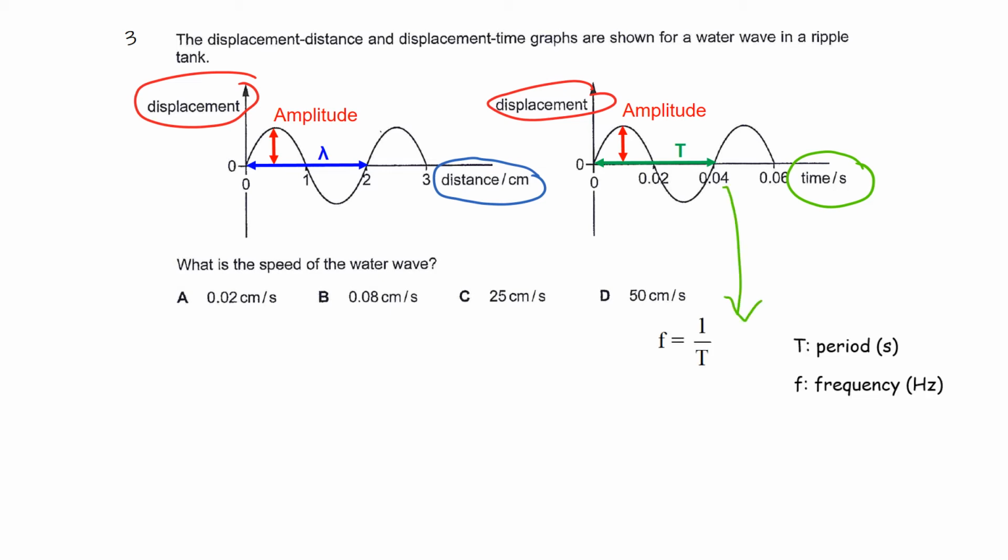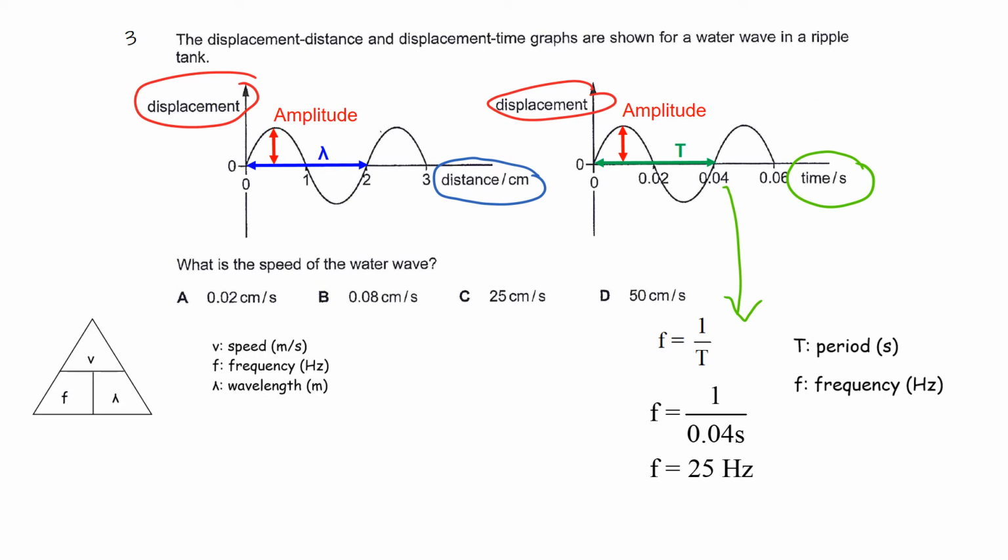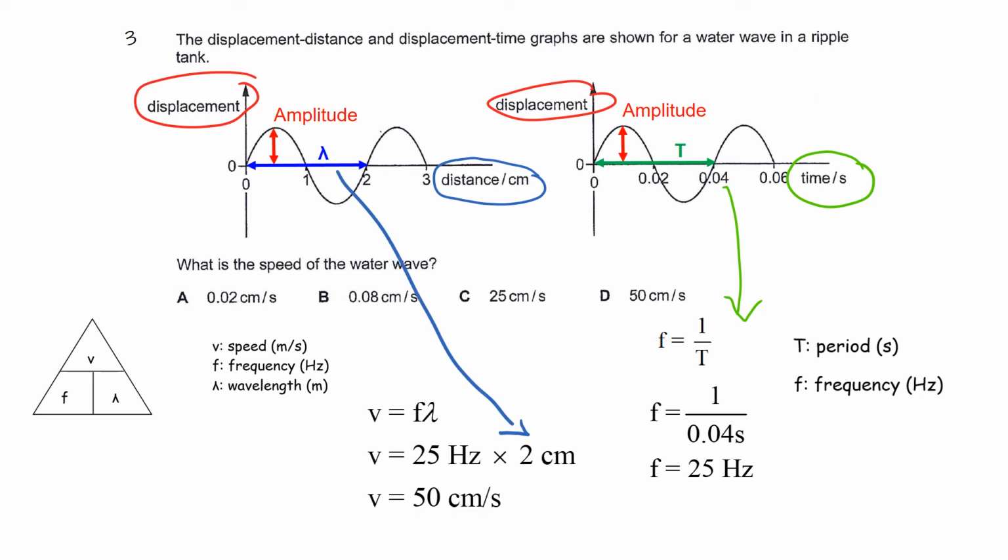We apply the formula, frequency is 1 over period. We substitute the period of 0.04 seconds into the equation. Frequency is 25 Hertz. Hertz is the SI unit for frequency. Next, we can see from the first graph that the wavelength lambda is 2 centimeters. We're going to apply the formula v = fλ. Speed is frequency times wavelength. The frequency has been found earlier to be 25 Hertz, multiplied by the wavelength of 2 centimeters from the first graph. The speed of this wave is 50 centimeters per second. D.